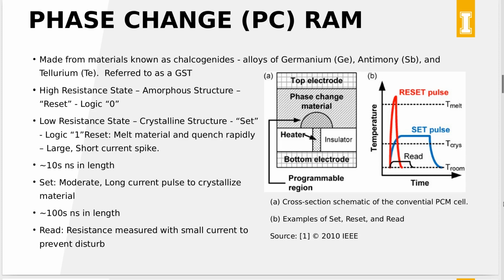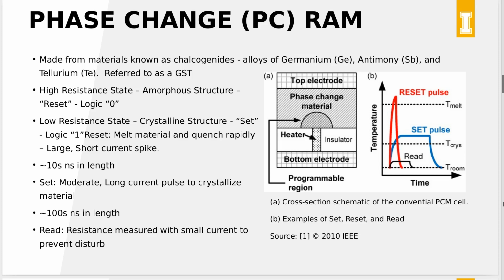A set is a moderate, very long current pulse to crystallize the material. As the temperature is at a moderate temperature, the material will anneal and the crystalline structure will slowly grow over time. And this will set the cell. Because of the long nature of the current pulse, it's typically in the hundreds of nanoseconds in length in order to set the cell.